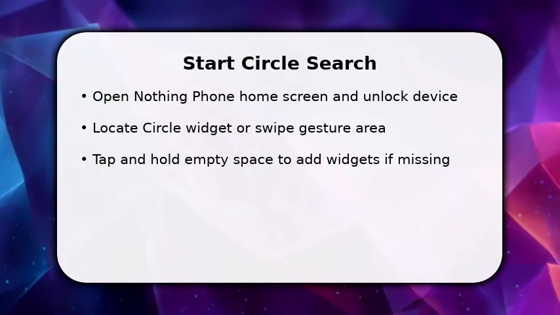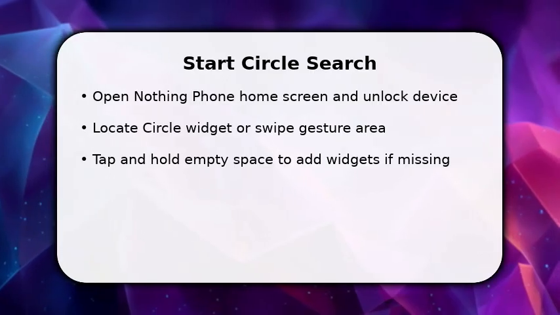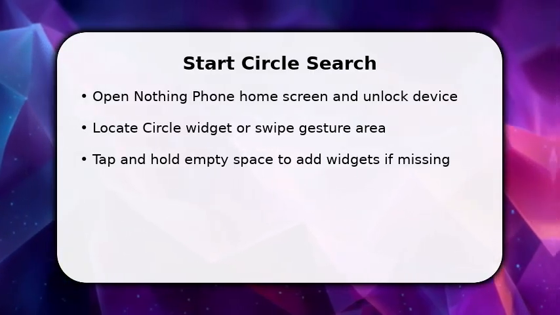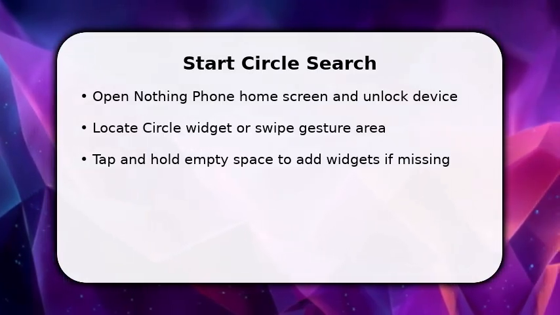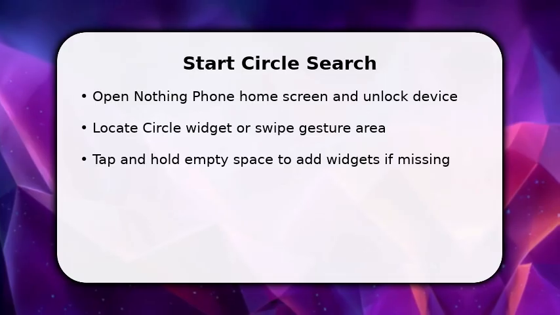You begin by opening your Nothing phone and unlocking it. This gets immediate access to widgets and gestures. Once done, find the Circle Search widget or the gesture zone near the bottom of the screen. This is where search activates.